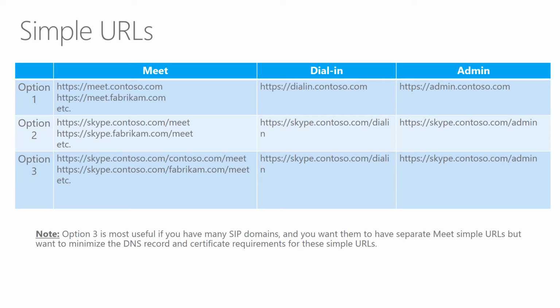skype.contorso.com/fabricam.com/meet. The real benefit of option 3, and this is the recommended approach for large numbers of subdomains, is that it minimizes the number of DNS entries that are required to support your Skype for Business infrastructure. It will also minimize the number of entries required for your certificates.